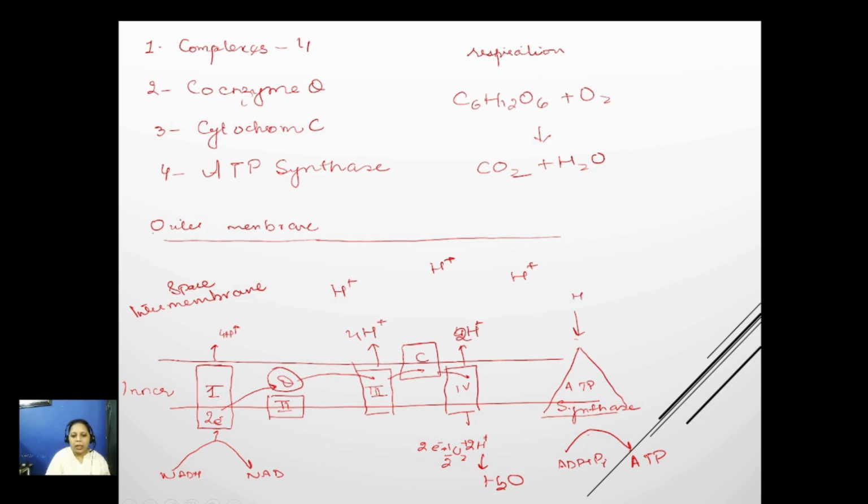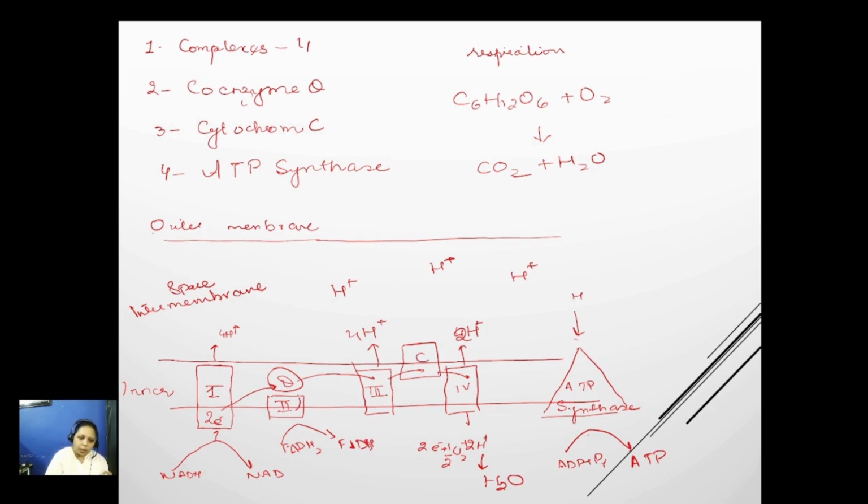So each NADH is going to produce 3 ATP. If you want to learn it in a simple way, 4 protons are moving from here, 4 protons here, and 2 protons here. So this results in the formation of ATP. While when we talk about FAD, it produces only 2 ATP. So FADH2 is going to enter here in complex 2, and it converts into FAD.